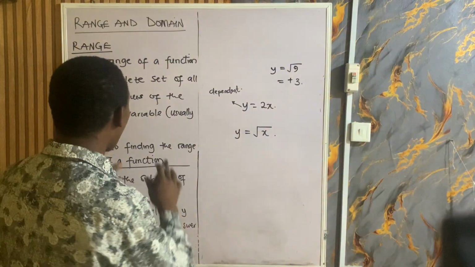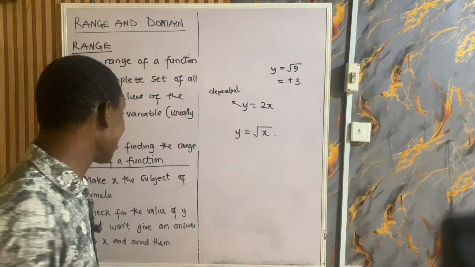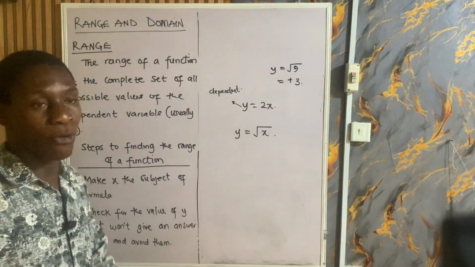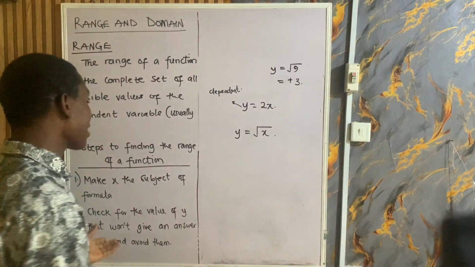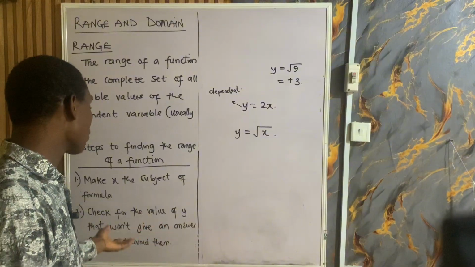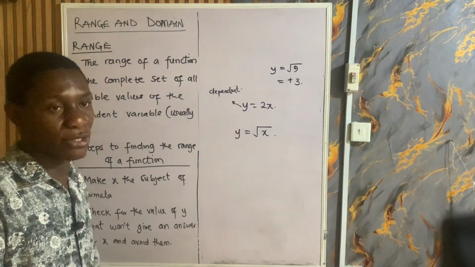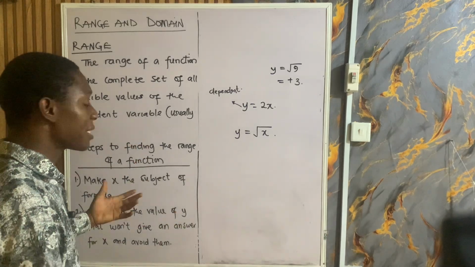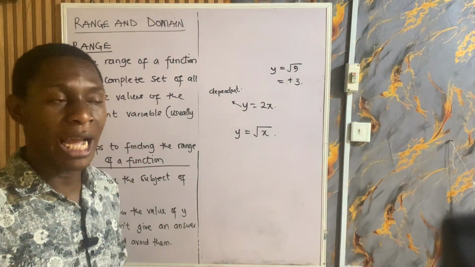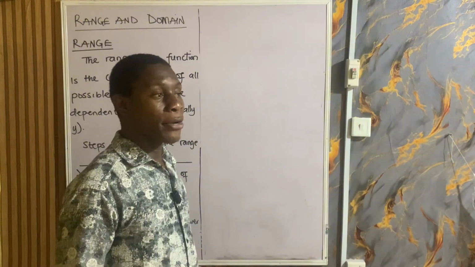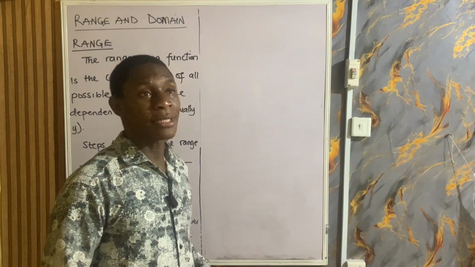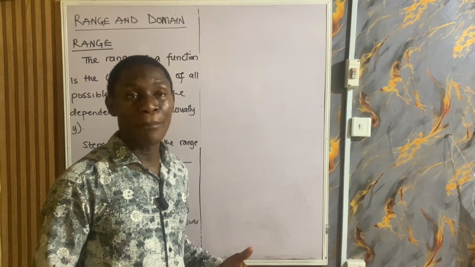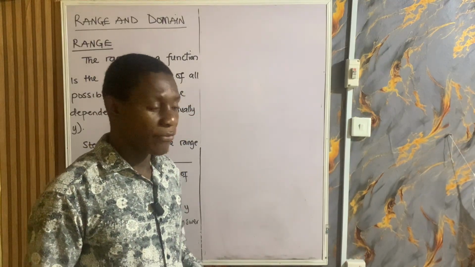So that's that about range and domain. And these are the steps we take. The first thing we do is to make x the subject of formula. And after we do that, we now check the value of y that wouldn't give us an answer for x. So as we solve for range and domain in any question, we'll be using all of these tips to get the range and domain. So now we understand that range and domain is concerned with all possible values of x, or the independent variable, and possible values of y, which is the dependent variable.